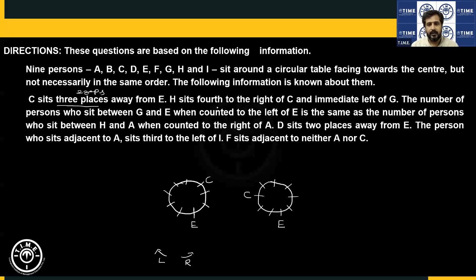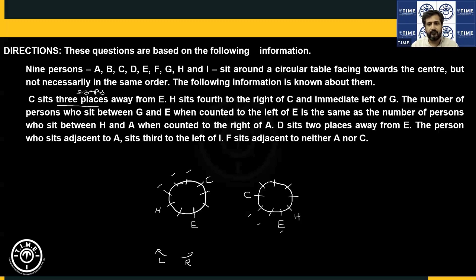What is given? H sits 4th to the right of C. So first right, second right, third right, and fourth right. Next, first right, second right, third right, and fourth right.